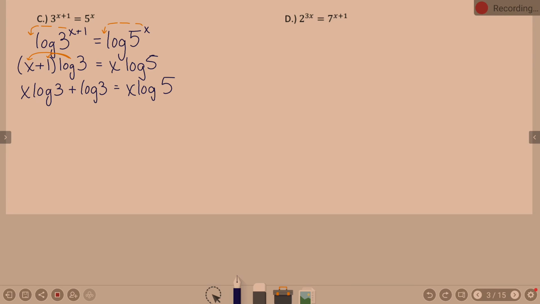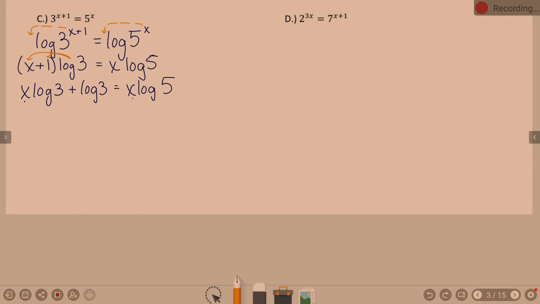My goal is to solve for x. What do I notice? I have x on the left, x on the right. Where do I need those x's to be? Same side, together, yes? How would you like to make that happen? Subtract x log of 3, move it over to the same side as the x log of 5. Good, I like it.